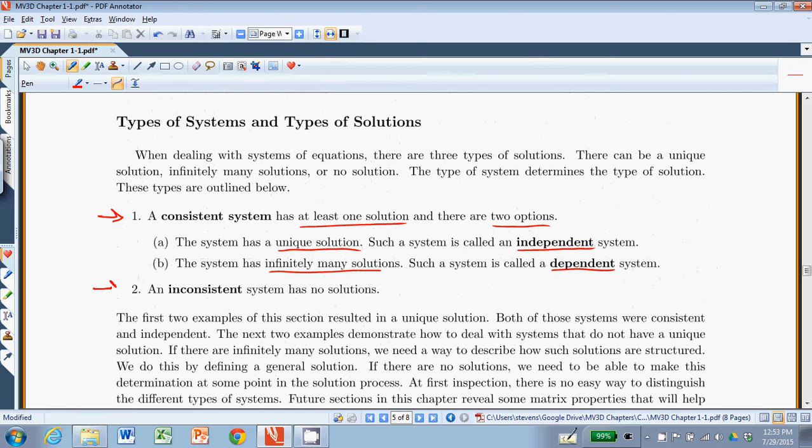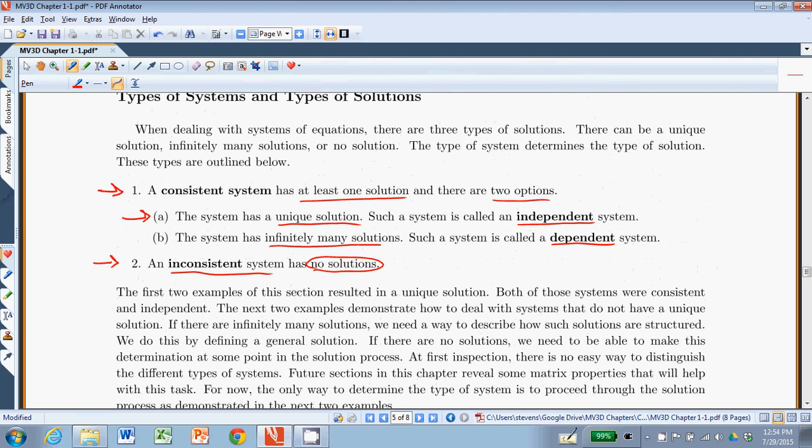And then the second type of system is an inconsistent system. An inconsistent system is just that: it has no solutions. So we've seen 2 cases of this, part 1a here, a unique solution, which comes from a consistent independent system. Those are the first 2 examples. The next 2 examples will demonstrate the other 2 options, infinitely many solutions and no solutions.